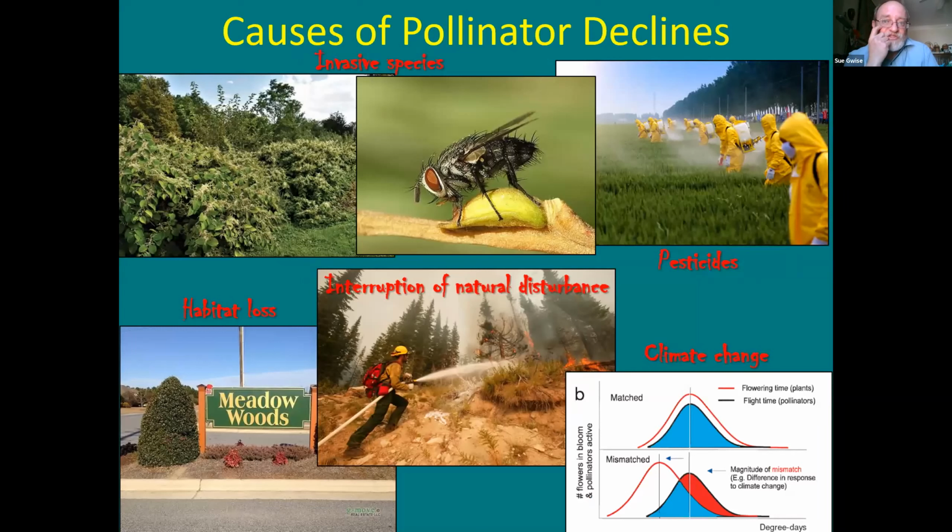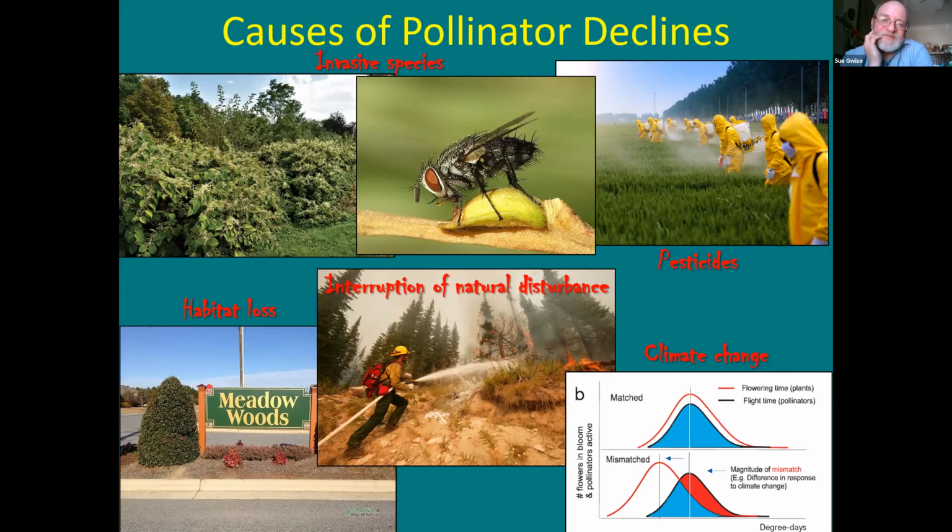This is my version of some of the same information, but invasive species like Japanese knotweed that Vicki just mentioned, and the fly there is an invasive Compsoglypha that was introduced to this country to control gypsy moths, but actually has impact on a lot of native moths, including pollinating moths like hawk moths, also called sphinx moths. Pesticides we've talked about.